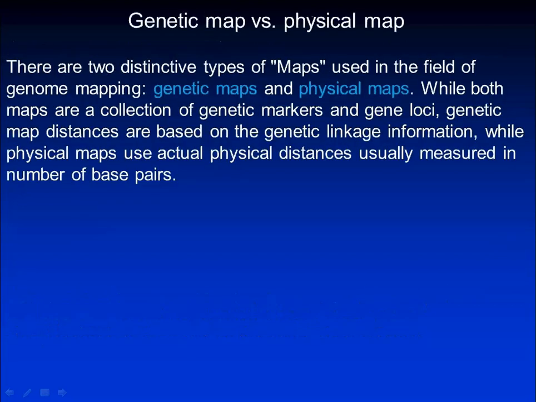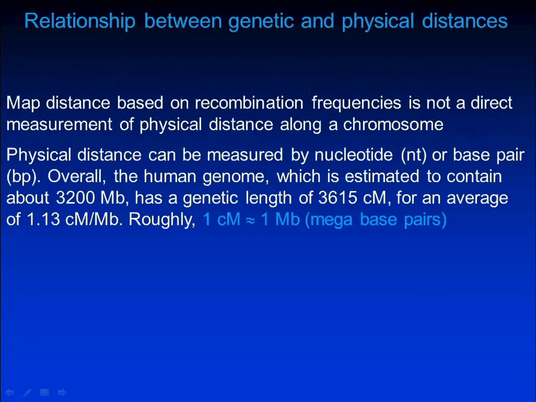There are two types of maps used in the field of genome mapping. One is genetic maps, and the other is physical maps. Both maps are a collection of genetic markers and gene loci. Genetic map distances are based on genetic linkage information. Physical maps use actual physical distance measured in number of base pairs. Map distance based on recombination frequencies is not a direct measurement of physical distance along a chromosome.